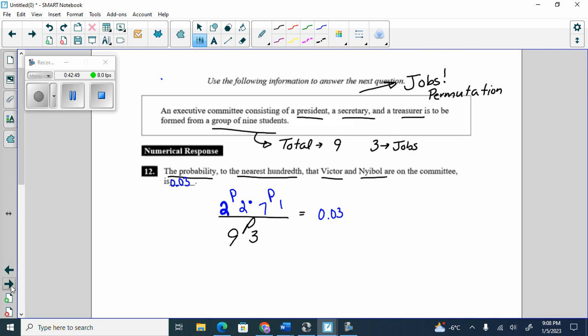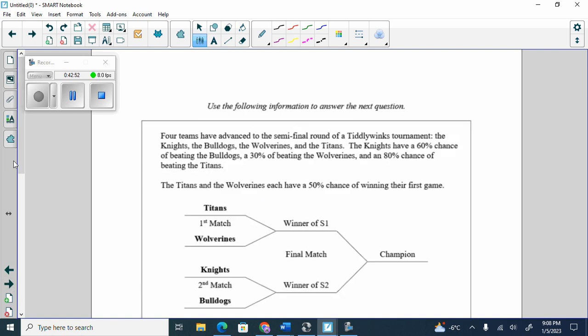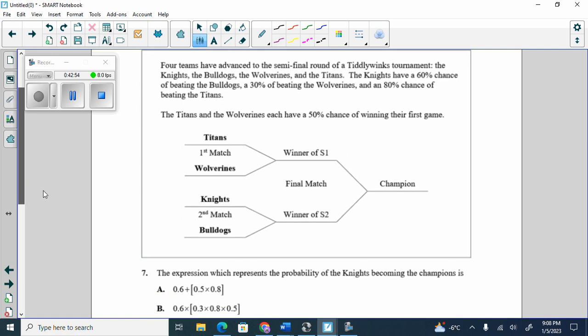All right. Here we have 4 teams have advanced to the semifinal round. Oh, I think I skipped the page. Nope, I did not. 4 teams have advanced to the semifinal round of the Tiddlywinks tournament. The Knights, the Bulldogs, the Wolverines, and the Titans. The Knights have a 60% chance of beating the Bulldogs.